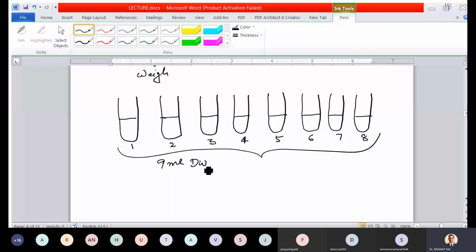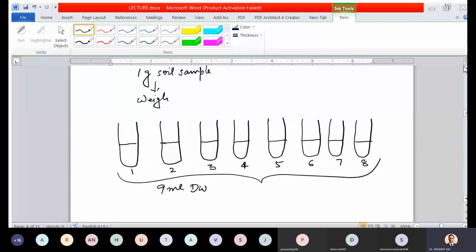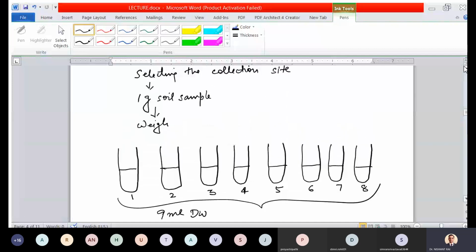So this distilled water that we are using, it is used as a solvent, or any buffer you can take. Now the point is why I'm taking 8 test tubes. Can we take less than 8 or more than 8, right? So it basically depends upon the bacterial population in a soil sample.